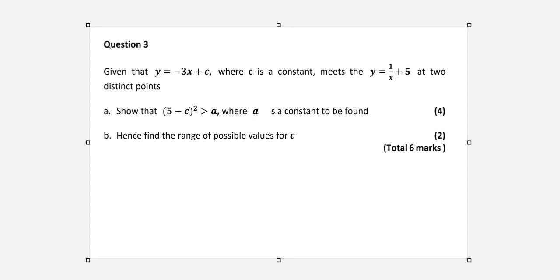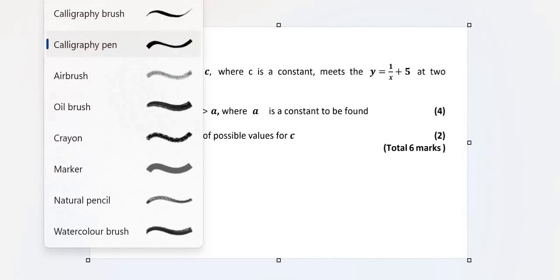Here's the other one that caused trouble. So we're given that y equals minus 3x plus c, where c is a constant, meets y equals 1 over x plus 5 at two distinct points. So we've got to show that (5 minus c) squared is greater than a, where a is a constant to be found. So we're trying to find that constant.